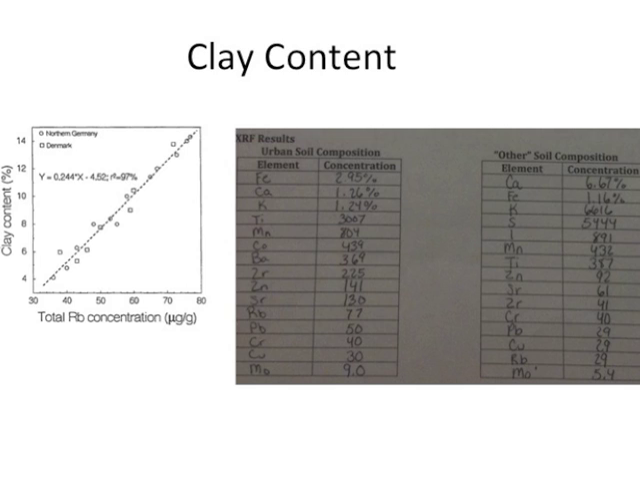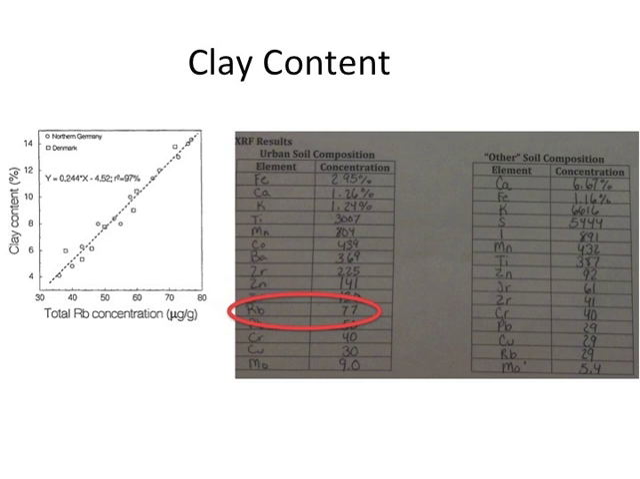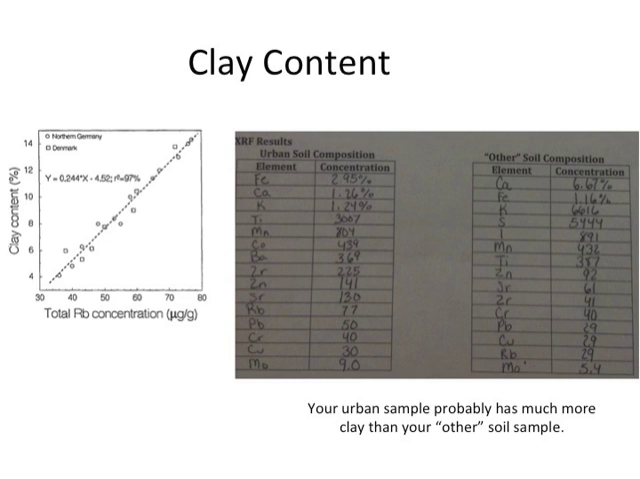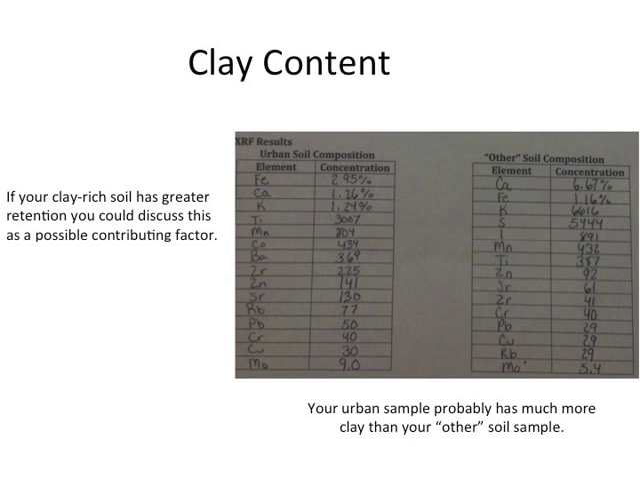You probably have the rubidium concentration in your samples when analyzed by the XRF. Notice here, for the urban sample, the rubidium concentration suggests a clay concentration of about 14%. The other sample is much lower, with a clay content closer to 3%. You will probably find that your urban sample has much more clay in it than the other sample. If your clay-rich sample exhibits greater retention, you should discuss this.